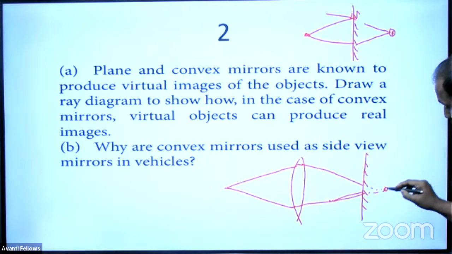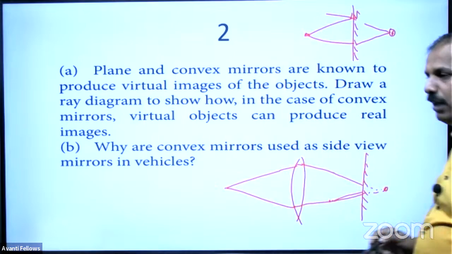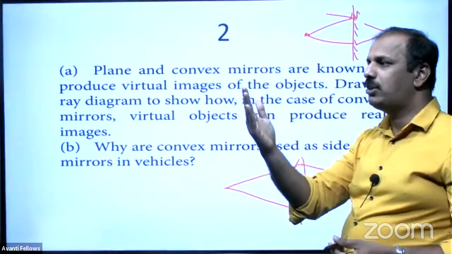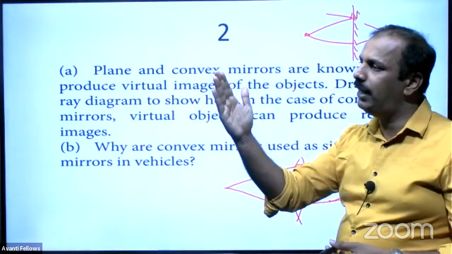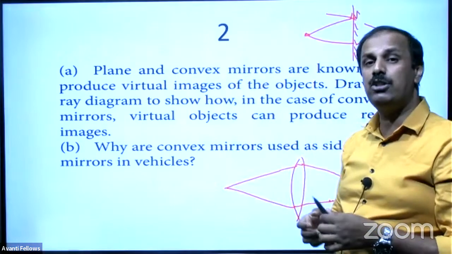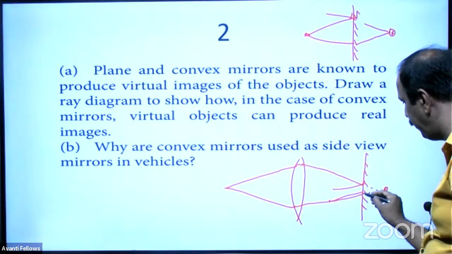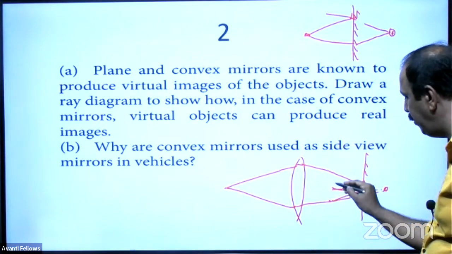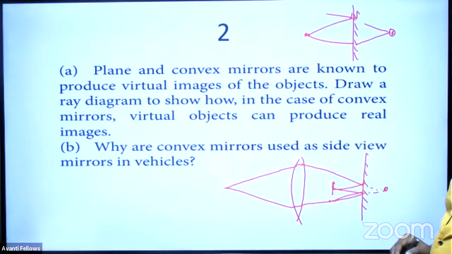So this is acting like a virtual object. That is, if you keep a mirror there, if that mirror is removed, the image will be formed there. When you keep the mirror there, that image which is supposed to form there will become a virtual object. So what will happen? This will reflect back here, and here we will get a real image. So a plane mirror shows a real image here.